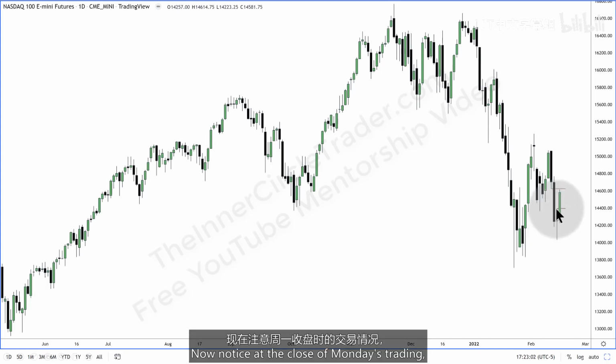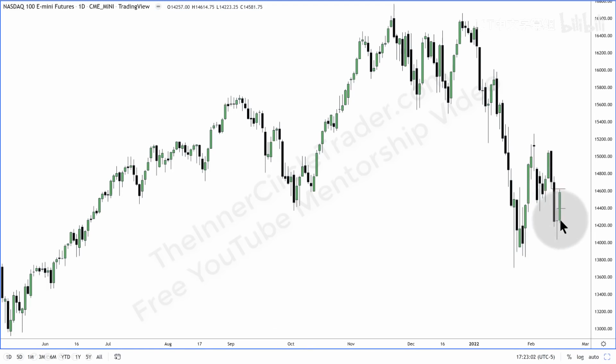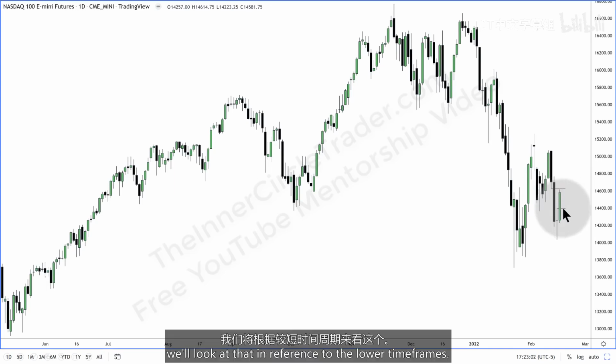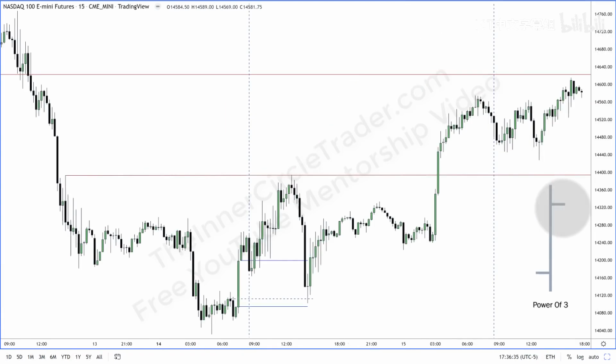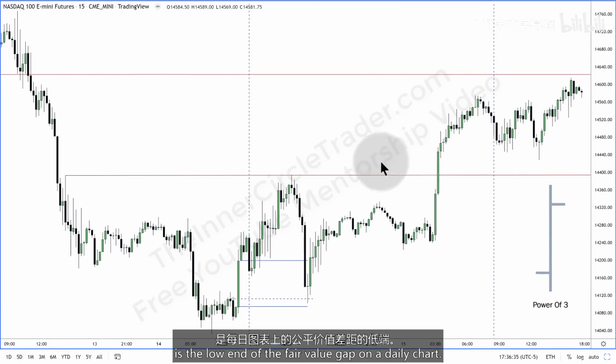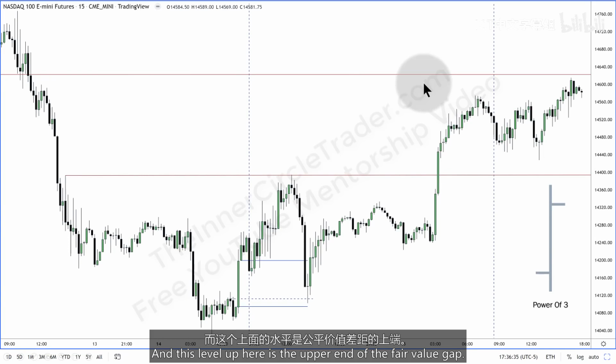Now notice at the close of Monday's trading, we had an imbalance from this low and this high. On Tuesday's trading overnight, the equities markets had a run up into this imbalance here. So this fair value gap was retraded to in here. This low and this high, we'll look at that in reference to the lower time frames. This lower level is the low end of the fair value gap on a daily chart. And this level up here is the upper end of the fair value gap.